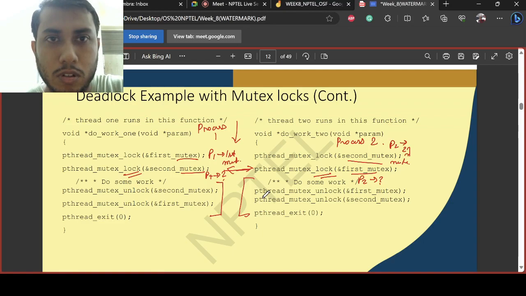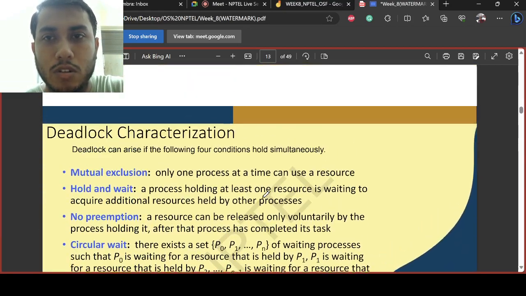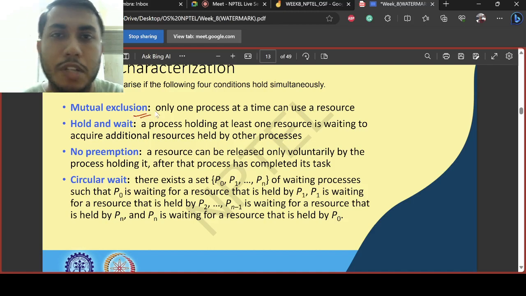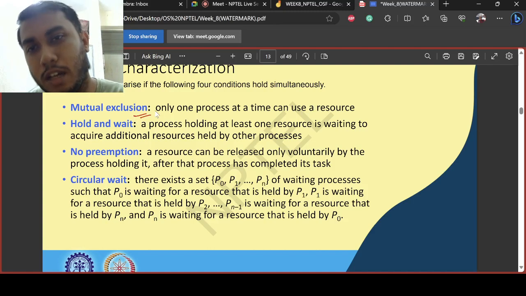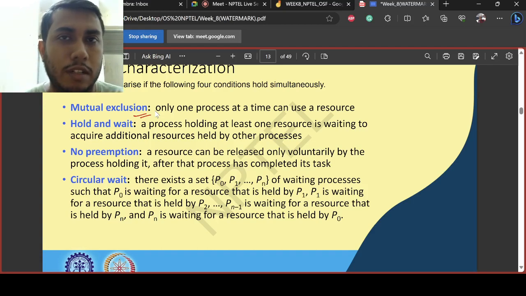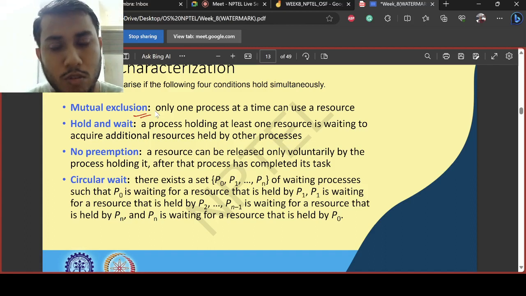Okay, so these are the characteristics of deadlock. Deadlock can arise if all four conditions hold simultaneously. One is mutual exclusion. It has to be mutual exclusion. This may be called a characteristic, but critical section problems should have mutual exclusion, right? You can say it is a boon or a curse, but it is what it is. Mutual exclusion means only one process at a time can use a resource.